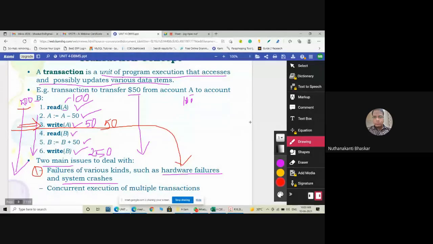Who is losing the money? Yes, sir, A, right. Here A's money is not transferred. The amount is deducted from A's account, but it is not transferred to B's account. Now someone is losing, because if your transaction is not good, because of some hardware situation or other situations, there is a chance of loss for some of the persons who are using our database management system.